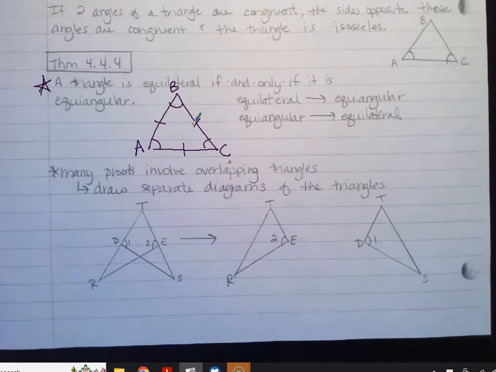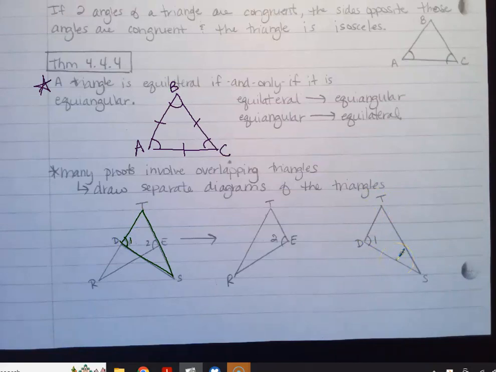All right. Now, many proofs involve overlapping triangles. The way to solve this is to draw separate diagrams of the triangles. So this is what I'm showing you. In this one, we have this triangle TER. I pulled it out, drew it over here, and angle 2 is part of that triangle. And on the next one, we have triangle DST. Angle 1 is part of it, so I pulled it out and drew it over here.